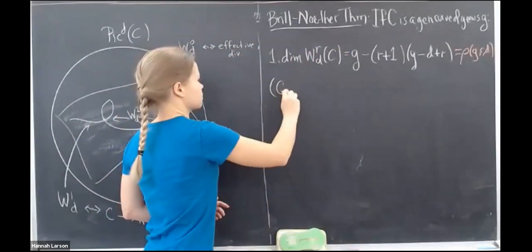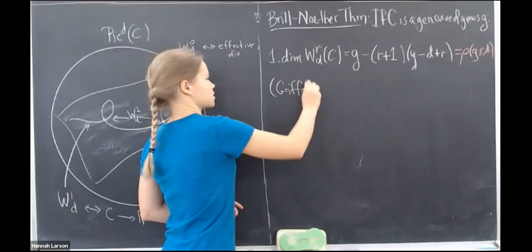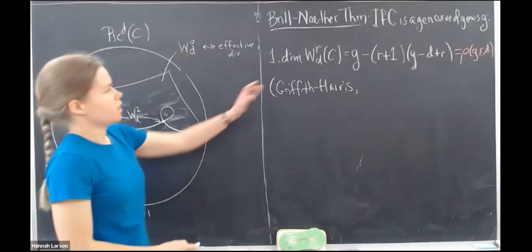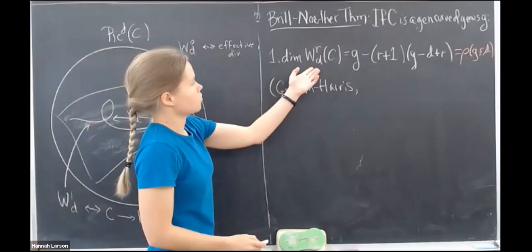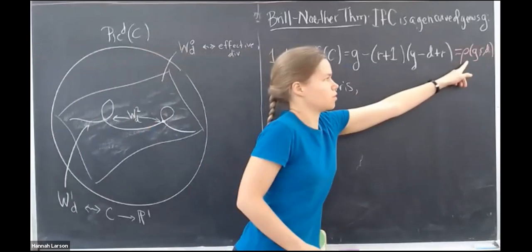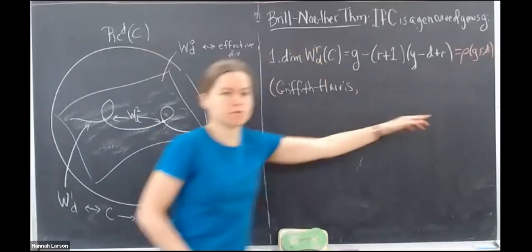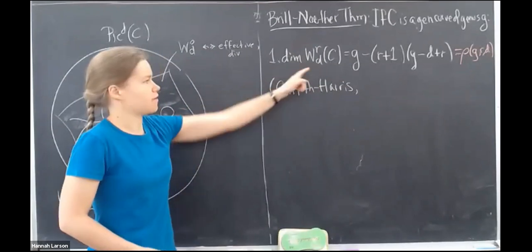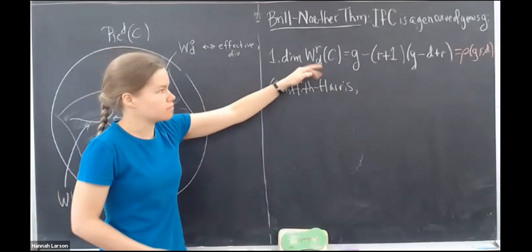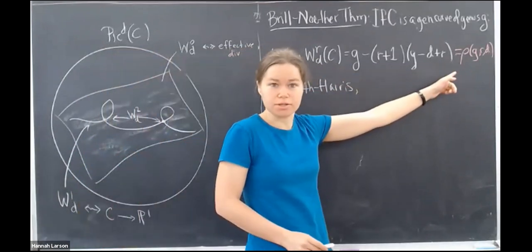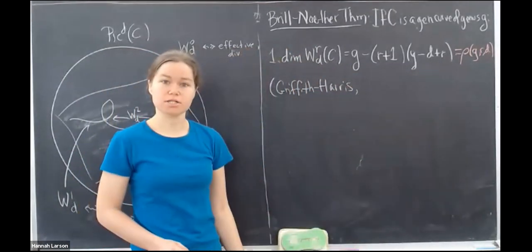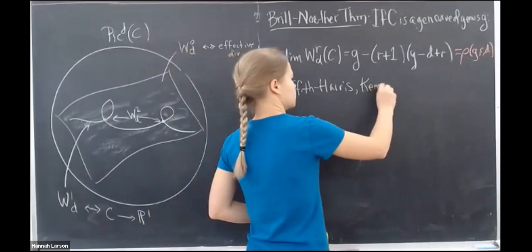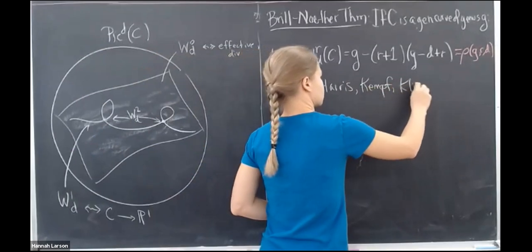This is due to Griffiths and Harris, and it's saying that, in particular, when this quantity rho is negative, W^r_d is empty. The fact that W^r_d is non-empty when rho is greater than or equal to zero was actually proved first, and is attributed to Kempf and Kleiman.